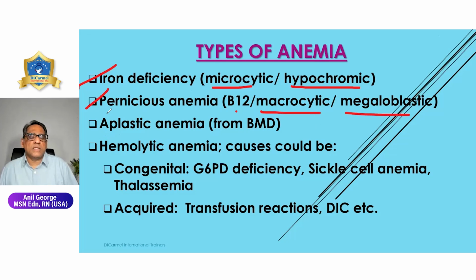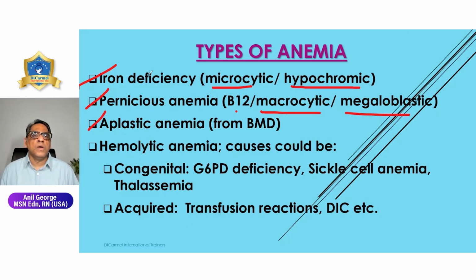And then aplastic, which is the one from bone marrow depression. What is special about aplastic is that it's going to cause a drop in not only the RBCs, but it can also affect all the blood cells. Remember, bone marrow is the source of RBCs, WBCs, and platelets. So the deficiency of WBCs and platelets can all happen. So basically what we call pancytopenia, and we're going to see its effects.